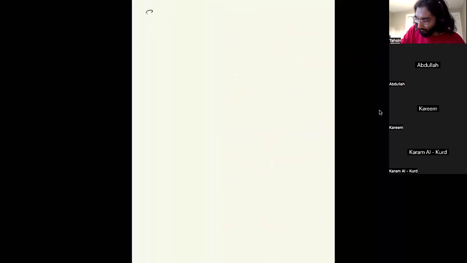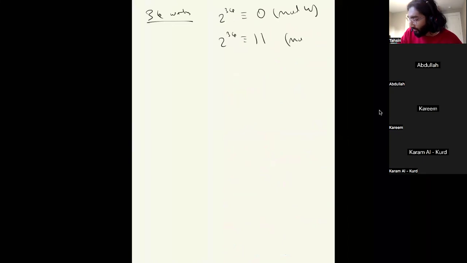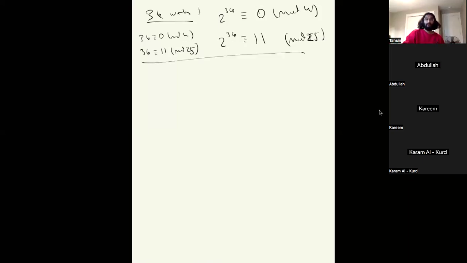So the point of all of this is that 36 works. And when you do this, what you get is 2 to the power of 36 is congruent to 0 mod 4, and it's congruent to 11 mod 25. And it's also true that 36 is 0 mod 4, and 36 is 11 mod 25. So that's one number that works.